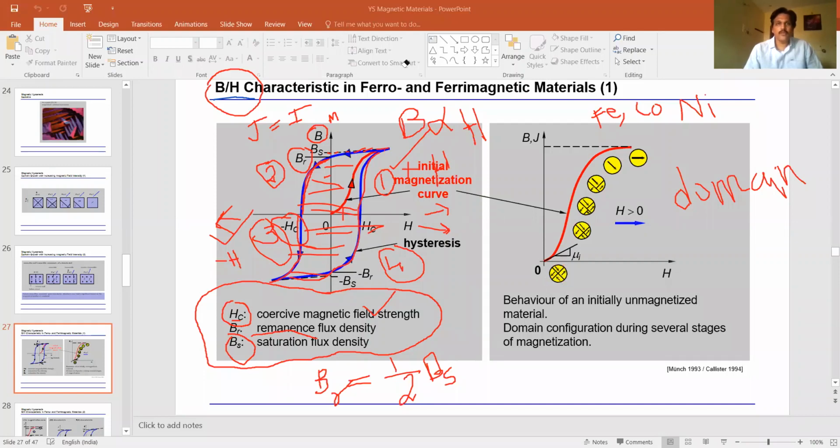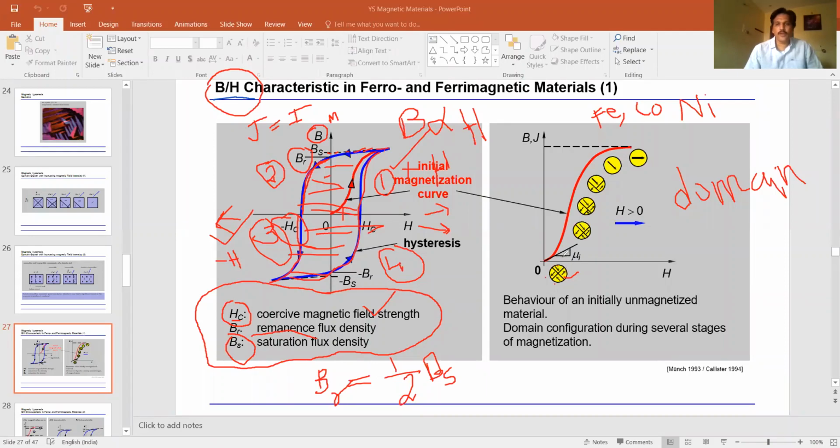The number of dipoles is more here. So in this domain they are aligned. The arrow shows that in this domain all the dipoles are aligned in this direction. In this domain all the dipoles are aligned in this direction. In this domain all the dipoles are aligned in this direction. So the domains are randomly oriented, and the net moment becomes 0.